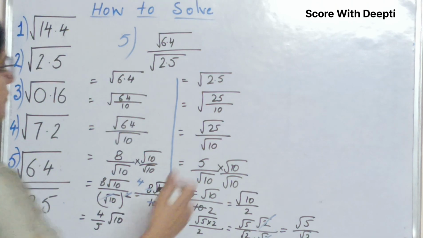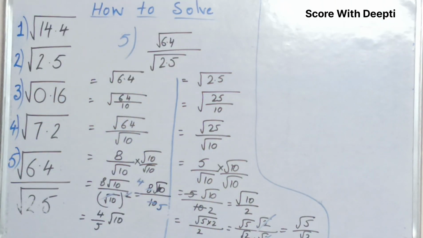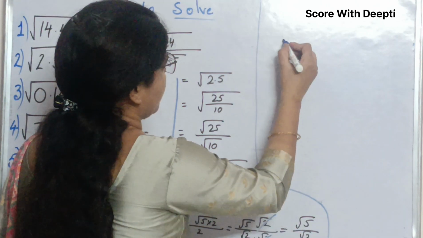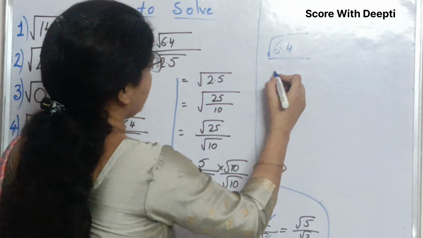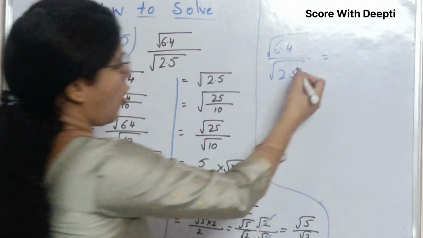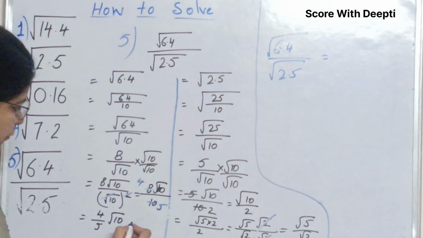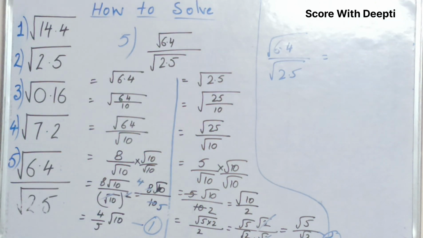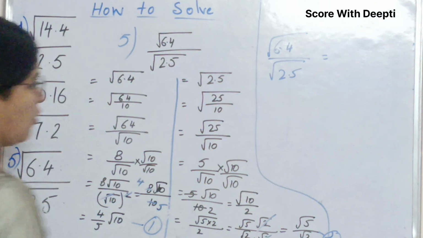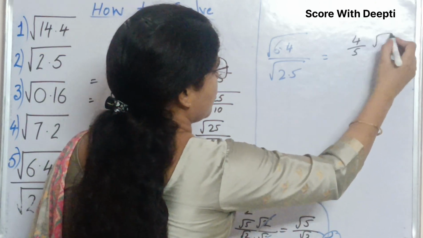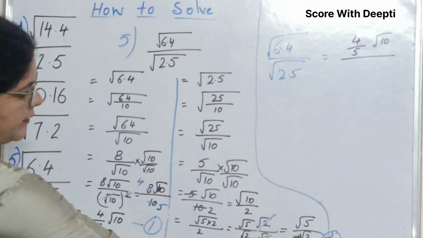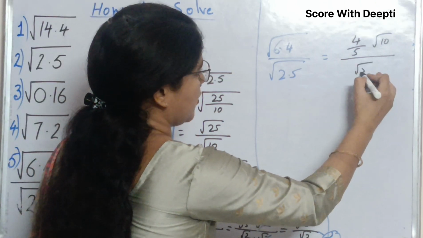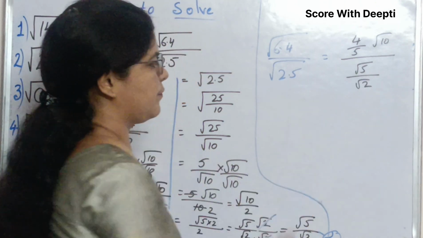Next, we find the value of this one. Means we first write 6.4, which is in square root, over 2.5. How do we find the value? First we find this, second number we find this. So we divide. First we write 4 by 5 square root 10 over, and this can be written as square root 5 over square root 2.